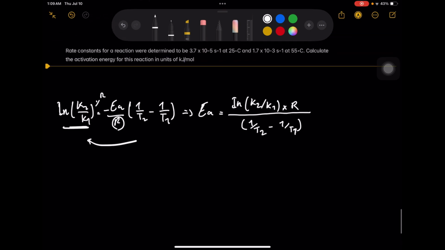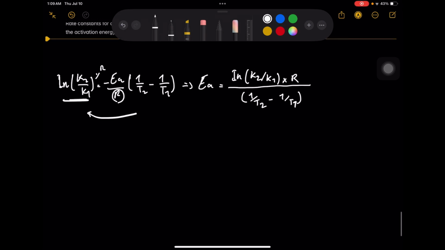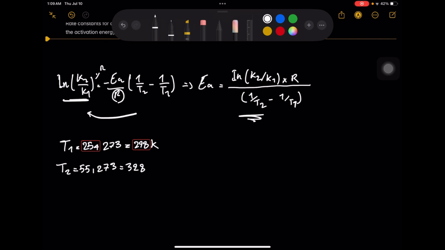Okay, what is our T1? That's the formula that we will use. T1 is 25 plus 273, which is 298 Kelvin. T2 is 55 plus 273, that'll be 328 Kelvin. So now we just put our values in the formula.